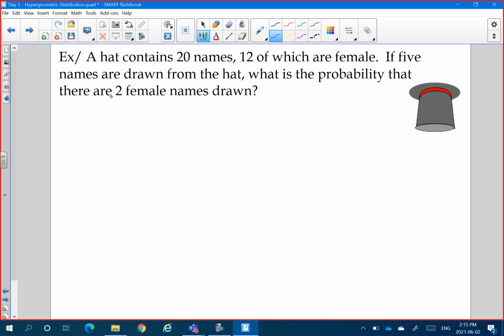Now remember, probability means we're going to have this fraction, but the bottom is the total outcomes. Well, the total outcomes: there are 20 names in my hat, and I'm choosing 5 of them. So this is very similar to some of the stuff we did last unit.